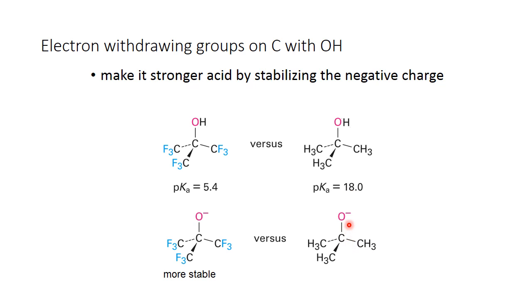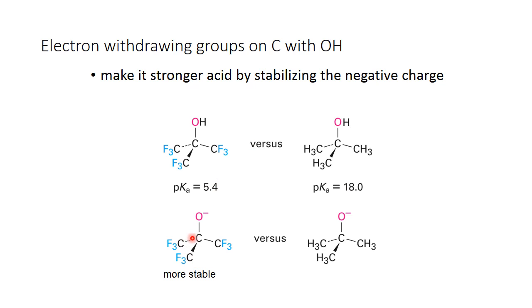The alkyl groups are destabilizing this negative charge, causing that pKa of 18 to be higher than that of methanol. But if I go over here and I put fluorine groups on those carbons, those fluorine groups are sucking the electrons away from the oxygen. That makes it so that the positive charge is already forming on that hydrogen, and it can easily come off.